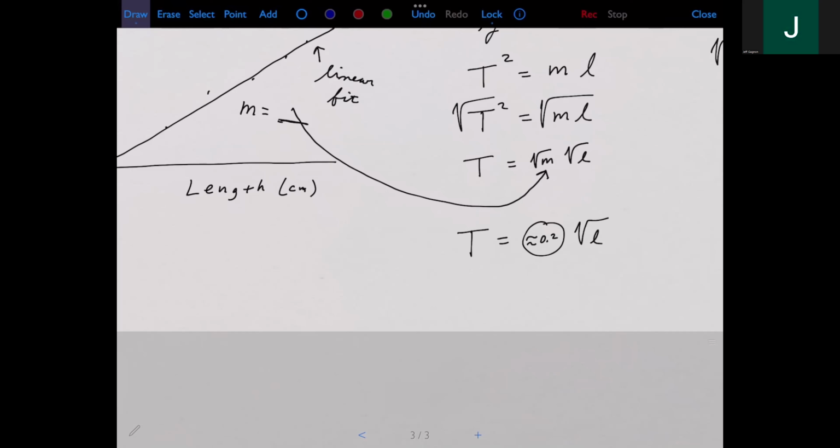So question 18, when it asks for the formula that gives the period as a function of the length, that's what we want. We want this equation right here: T equals something around 0.2 times the square root of L.